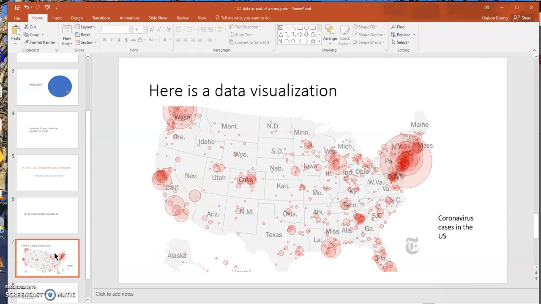Here's one showing coronavirus cases in the U.S. And this is a heat map or bubble chart. I guess it's not really a heat map. A heat map would just use different colors to indicate how much or how many cases. Here we have bubbles. The bigger the bubble, the more cases. So take a look at that and think about it.